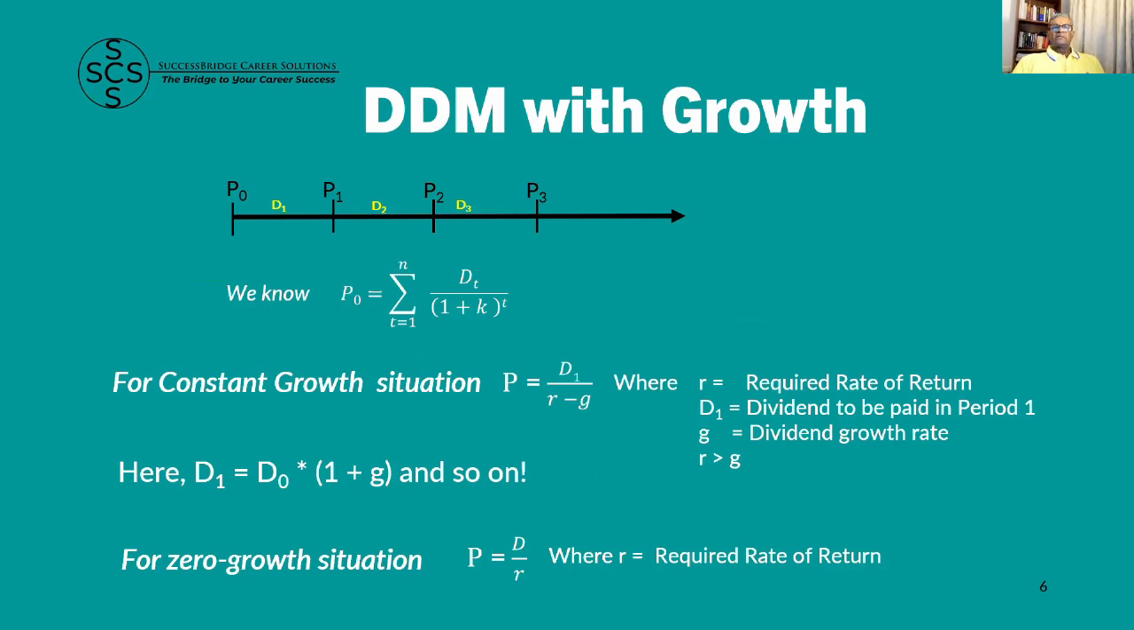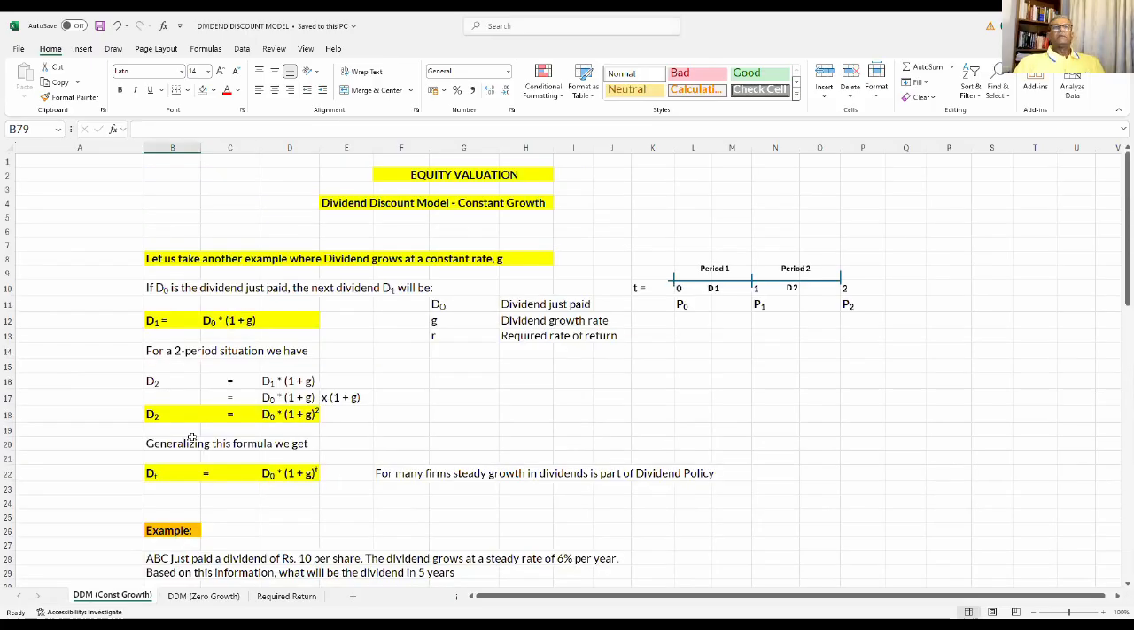Now we will look at some specific problem situations. Okay. So we look at now the dividend discount model, constant growth rate. So let's take another example. So this is where you see the two periods. P0 is the current price, the current intrinsic value. P0 is the current price of the stock, then P1 and P2.